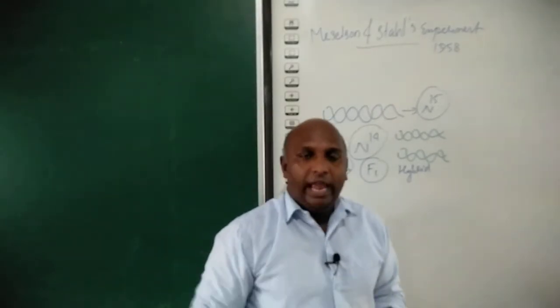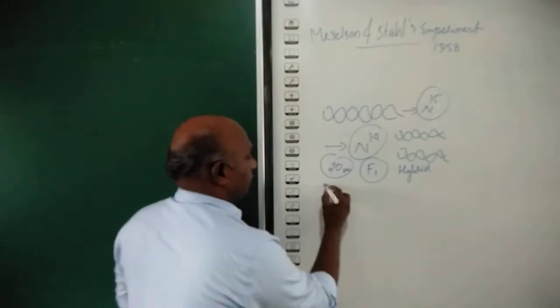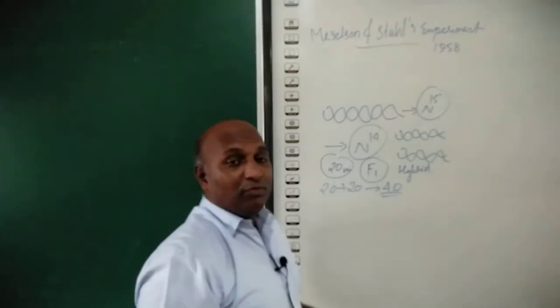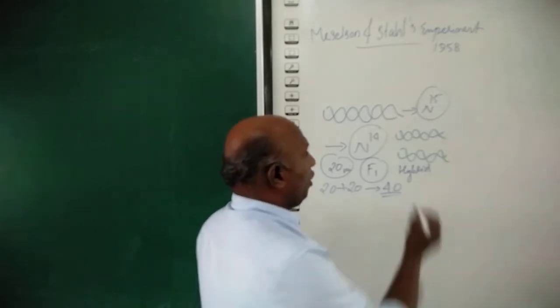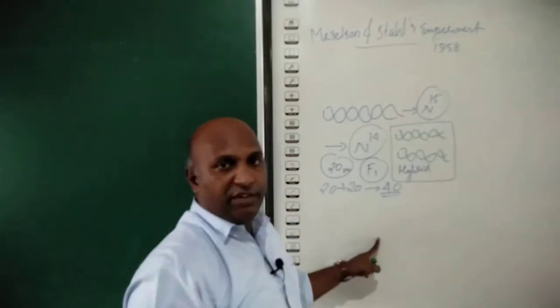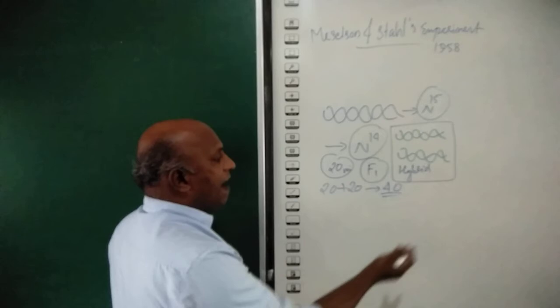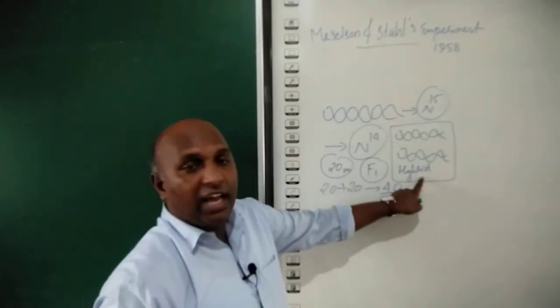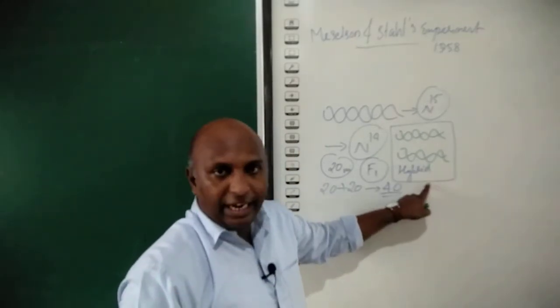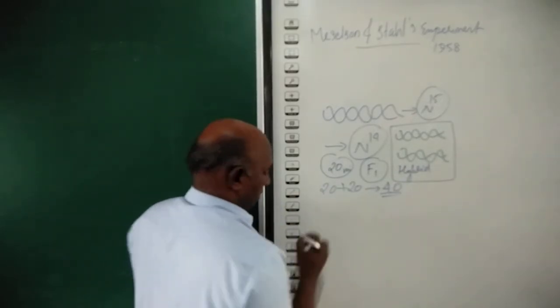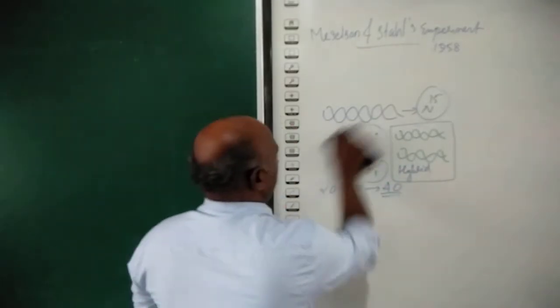Then they waited again for the next 20 minutes, which means 20 plus 20, 40 minutes for the F2 generation. So for the F2 generation, they took the F1 generation for the next 20 minutes. After 40 minutes, they found that it is still in the N14 medium. So these are the N14 DNA. Let me draw once again here.